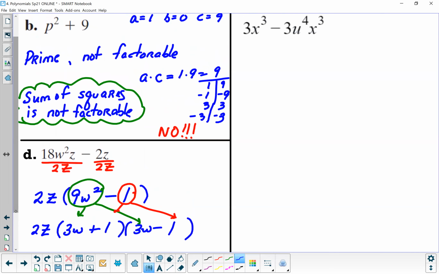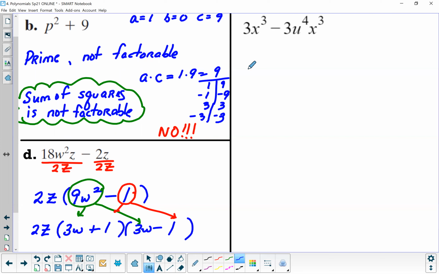All right, so let's take a look at 3x cubed minus 3u to the 4th x cubed. Go ahead and pause the video, try it on your own, and then we'll do it together. All right, so again, you have two terms. So in general, you have two terms. You want to think about, is there a difference of squares? But do we have a GCF first that we can factor out? So I'm looking by inspection, I can factor out a 3 and an x cubed.